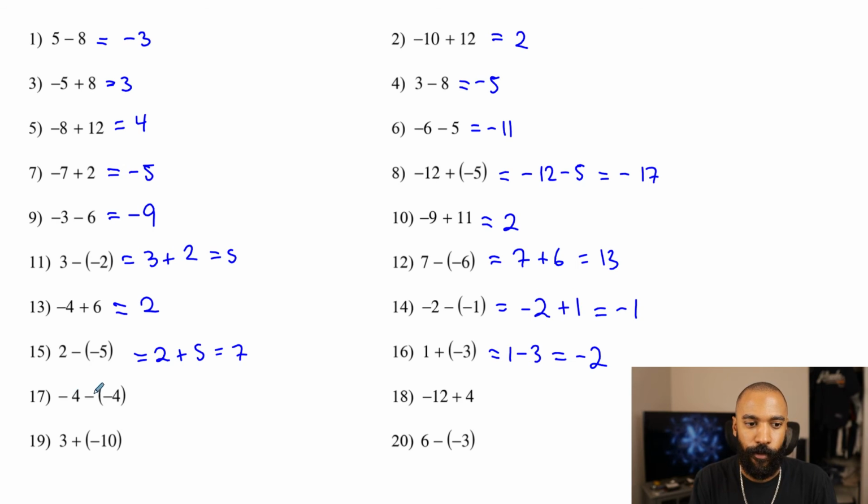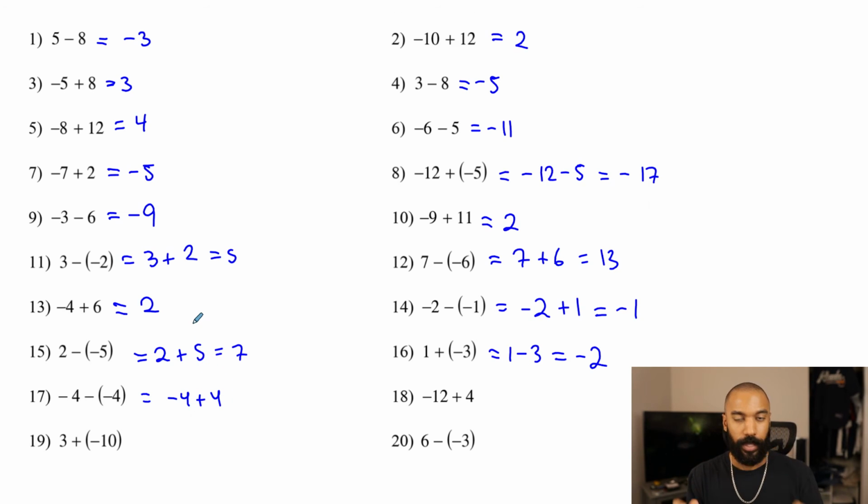Number 17, negative 4 minus negative 4. Oh, okay, so I did run into one of these. Is negative 4 plus 4. Okay, same value, different sign. It's neither negative nor positive. You're cancel. I don't want to say cancel. The result is 0. This is the same as 4 minus 4. Same size, opposite signs, opposite directions. Go 4 left, then 4 right. You're back where you started.